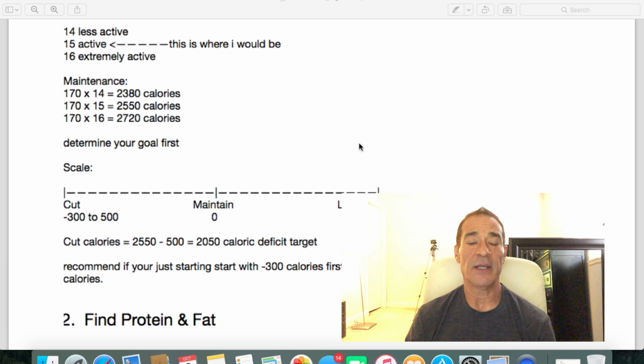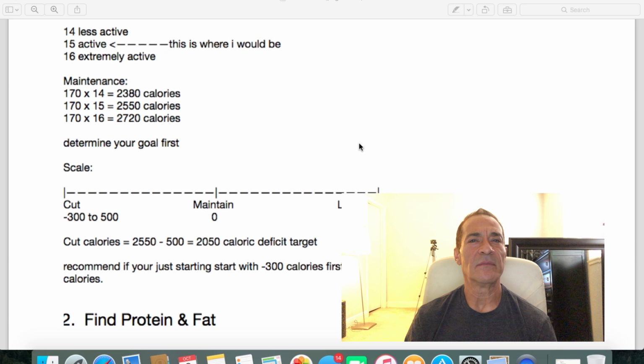So for me, and what I highly recommend for you as well, is to use 15, right in the middle, active. That seems to work the best. And that is for a person who actually is working, who's moving, who's getting some exercise, and is considered active. So 15 is the number that we're going to use.